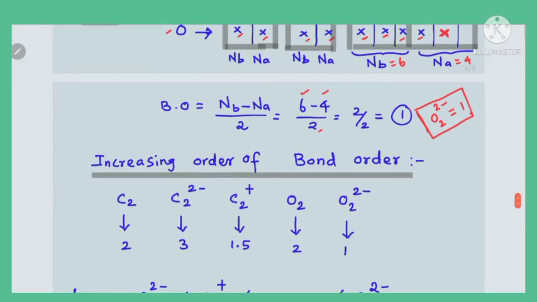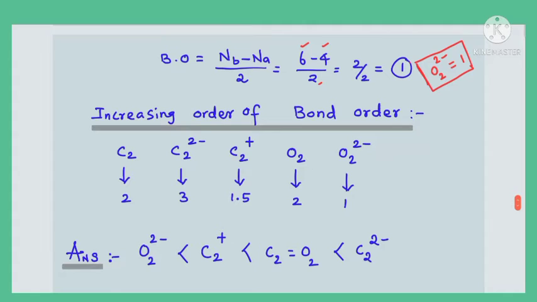So I have written the bond orders. Carbon molecule C2 is 2, C2 2 minus is 3, C2 plus ion is 1.5, oxygen molecule O2 is 2, O2 2 minus ion is 1. Okay, the question is to write the species in the increasing order of their bond orders. Increasing order means least to most, starting with the least value and ending with the most bond order value.